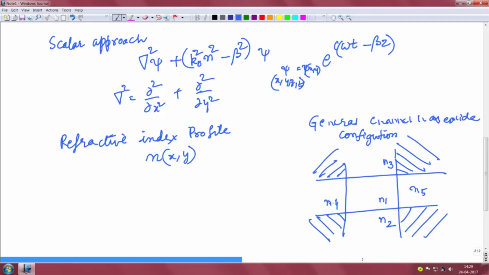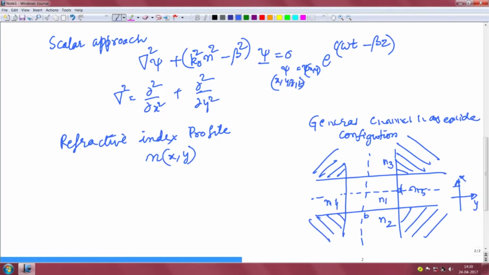This is N4, and let us call the depth D and the width B, and the coordinate axis in the middle. As described earlier, let us assume y to be the width direction and x to be the depth direction. So, our objective is to find the wave function psi of x comma y, or the mode field profile you can call it, and the propagation constant beta.